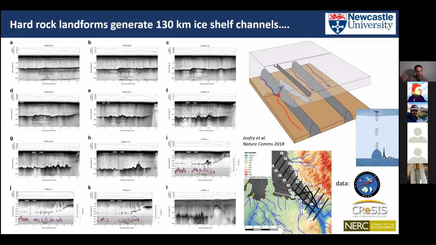And what we suggested was the water was being diverted along these features, then reaching the grounding line, rising up, and then generating these ice shelf channels. So you can see here, this cartoon on the top right is looking into the interior of the ice sheet.